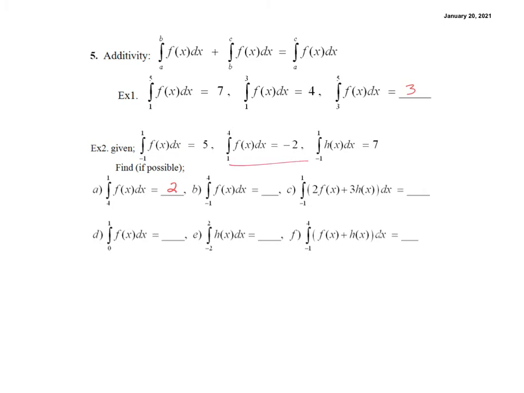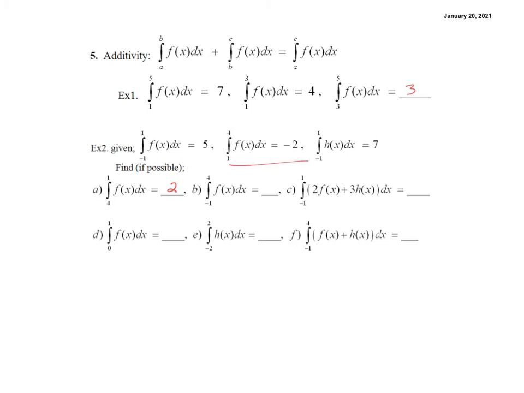All right, and the next one says the integral from negative 1 to 4 of f of x dx. Well, negative 1 to 4, what are we going to do with that? Well, negative 1 to 1 is 5. And then if I go from 1 to 4, it's negative 2, so I can add those together. And from negative 1 all the way to 4 should be 3.